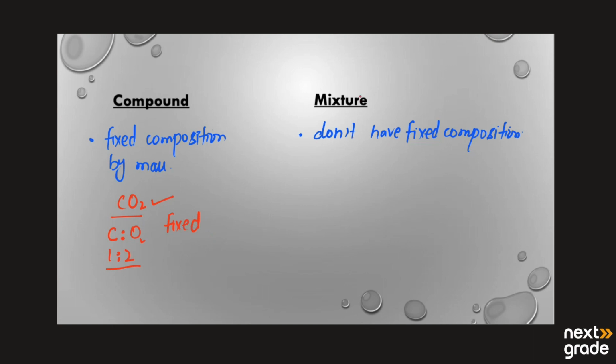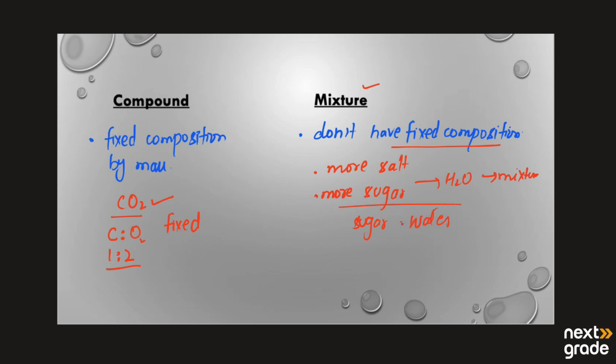But if we look at the mixture, it does not have a fixed composition. We can add more salt or more sugar to the water to make the mixture. So the ratio of sugar to water is not fixed. We can add a lot of sugar or a lot of salt to the water to make the sugar solution or the salt solution. So its ratio is not fixed.